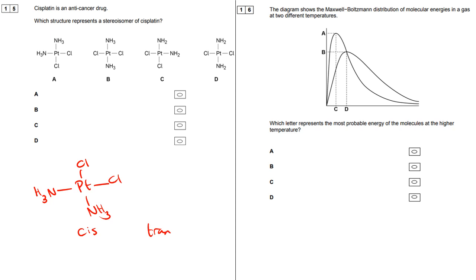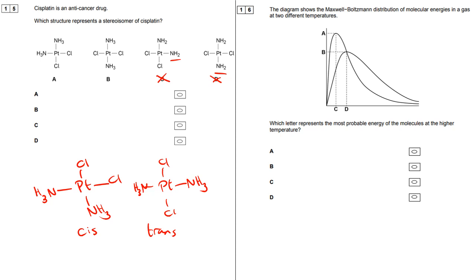Transplatin then, the stereoisomer, is going to have your platinum with your Cls on opposite sides and your NH3s on opposite sides. So let's just look at the options given to us here. It can't be C or D because they have NH2s, not NH3s. It's an NH3 ligand rather than an amine group.